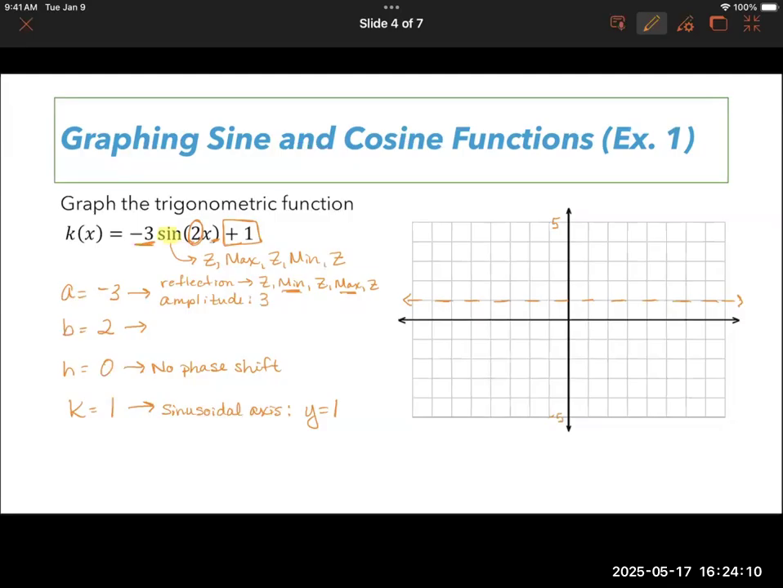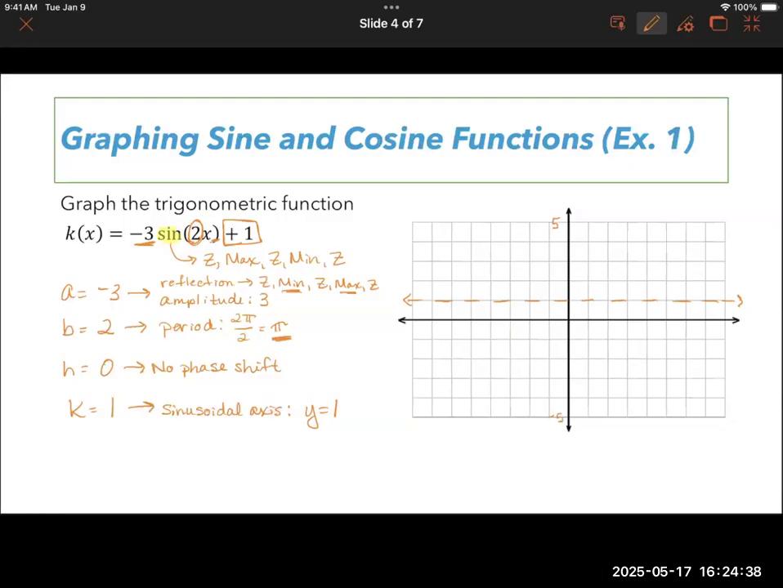And then finally, my b equals 2 means that I'm going to have a period, which is 2 pi over that 2, which is going to be pi units. All right, so we've already got our y-axis labeled. We need to label our x-axis, and that is based on our period.